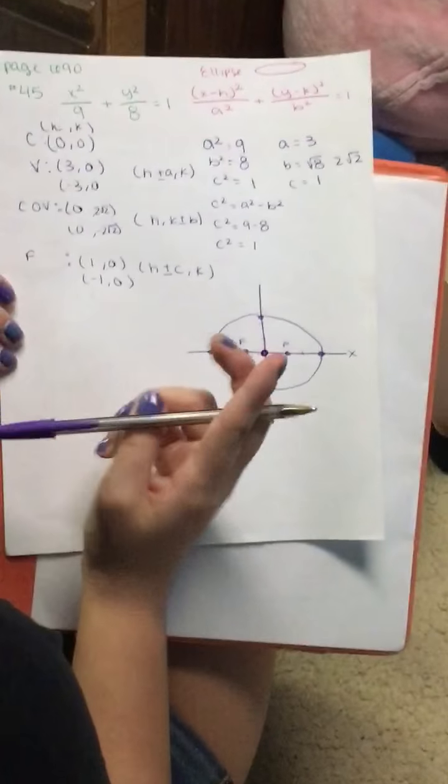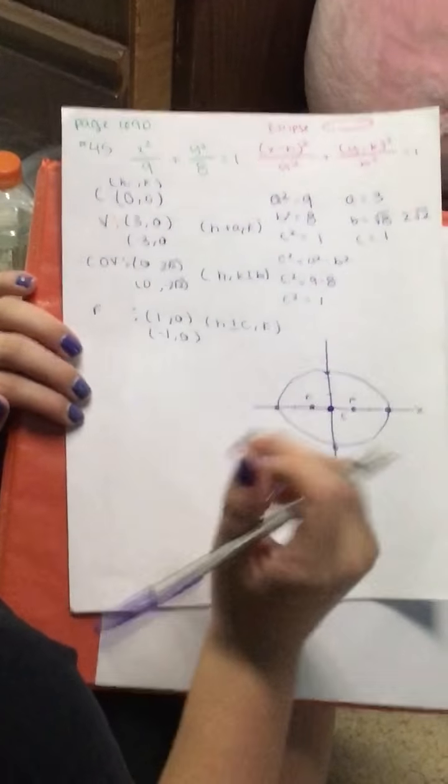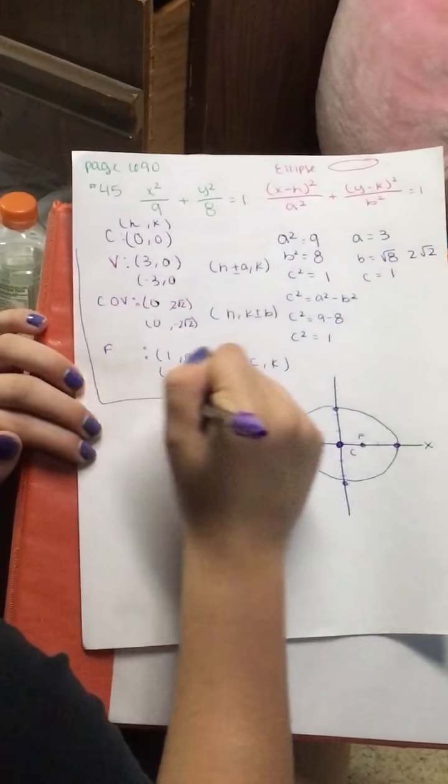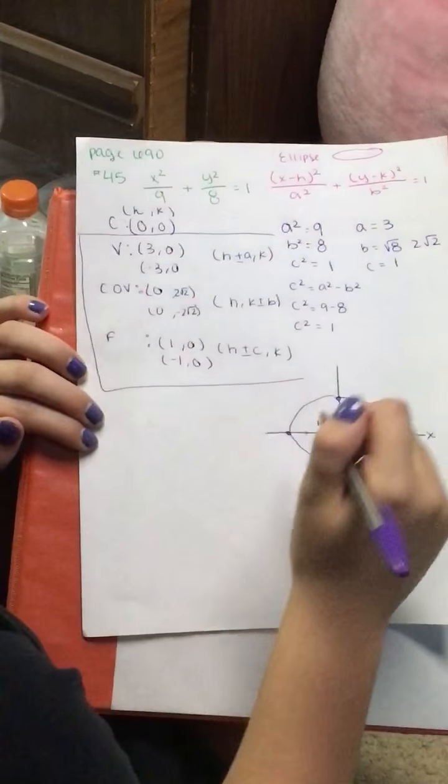And then the problem asks for the vertices, the foci, and the graph. So this would be your answer. All this, and then the graph.